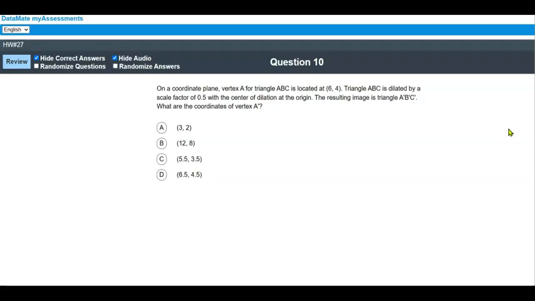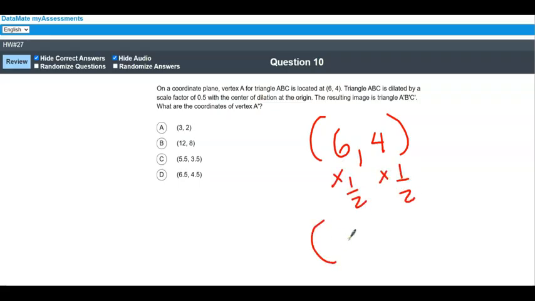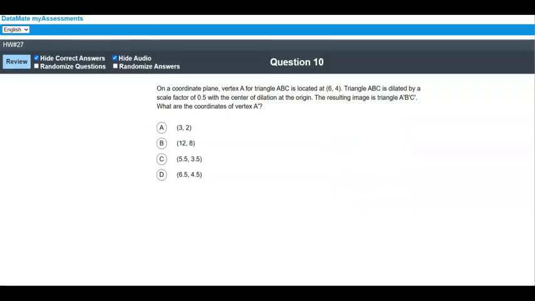Question number 10. Triangle ABC is dilated by a factor of 1/2, centered at the origin. What will the resulting figure be? So A prime, B prime, C prime will have the same points, but they will have been multiplied by 1/2. So I'm going to times each of these by 1/2, giving me the point 3, 2, or option A.